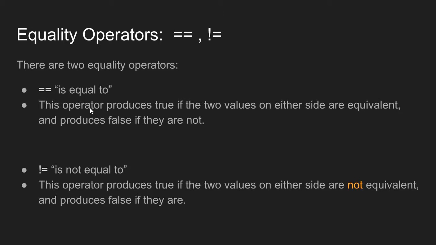Otherwise, it produces false. So the expression 4 is equal to 4 would produce the value true because the two values are the same. But the expression 4 is equal to 5 would produce the value false because the two values are not the same. The complement is the exclamation point equal to operator, which reads as is not equal to. This conditional operator produces true if the two values on either side are not the same. So for example, the expression 10 is not equal to 2 would produce the value true because the two values are not the same.